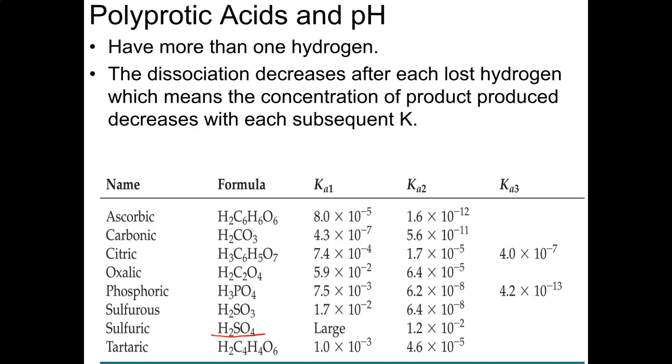The other thing you want to note is that the K does decrease as you go. The first dissociation is always going to be higher than the second and third. The reason that's important is when they're asking for concentration of chemicals at each point, and we'll talk about that in a minute. But for now, just realize that each time you are losing a hydrogen, it becomes harder to lose the next hydrogen. That's why the Ka becomes smaller and smaller as you go.